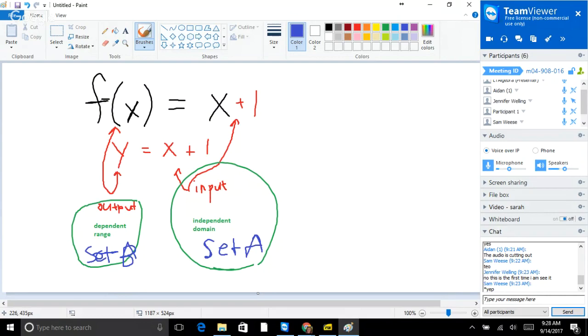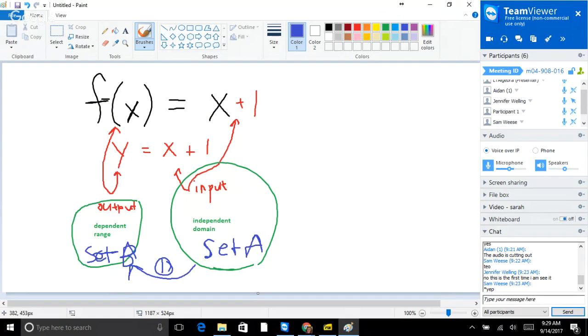Okay, so the first characteristic that makes a function is that for every element in A, you have to match it with one element of B. All right? So this is the first rule. So if I put in x equals 1, then my f of x, or f of 1, would be 2. So when I have x equals 1, there's only one value that comes out on the other side. So it has to be matched with exactly one element.